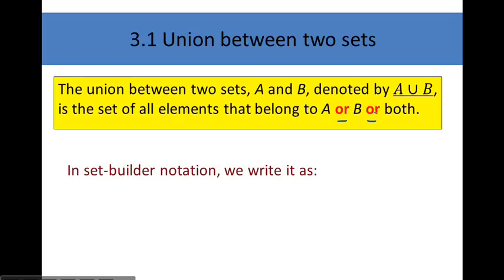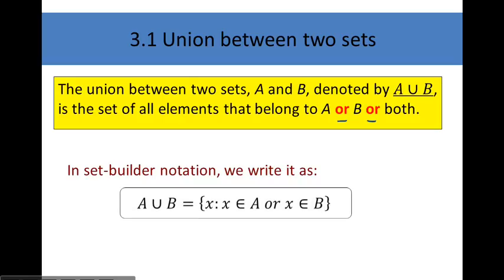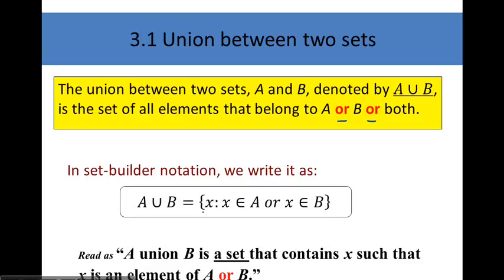In set builder notation, we write it as A union B is a set. So remember the braces here. It is a set that contains element X such that X is an element of A or B. Please take note of the keyword or in the case of union.